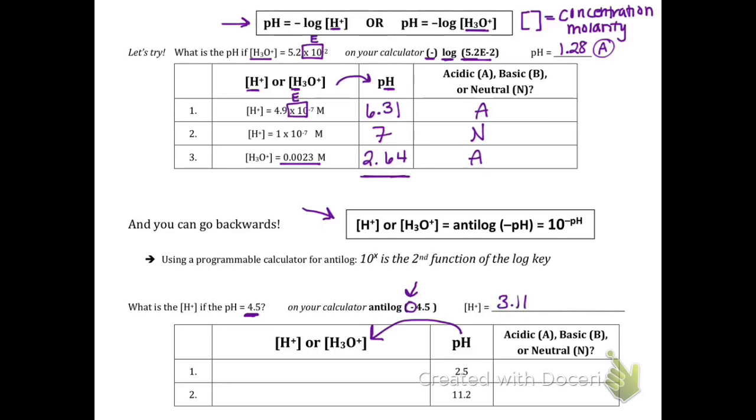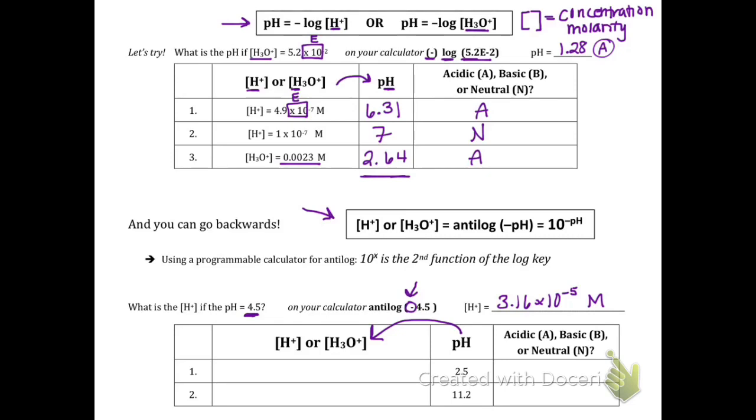3.16 times 10 to the negative 5. And then it's a concentration, so you put capital M for molar, because concentration is molarity. Okay, so you try the next two.